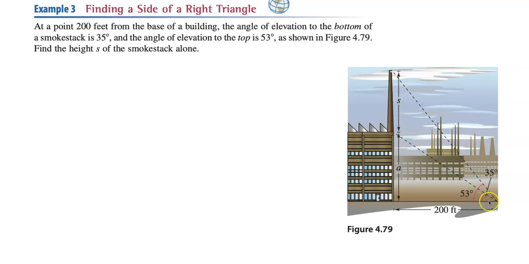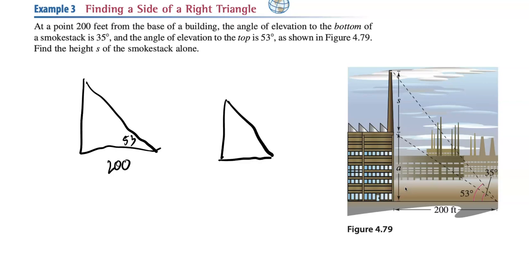So in this case, I would just find the height of the bigger triangle minus the height of the smaller one. We have basically two triangles here. This is 53, this is 200, and then we have this is 35, this is 200. So this one is a smaller triangle that gives us A, and all of this is S plus A. S is just this part right here, and A is the rest of it. So I'm just going to call all this X. The way to find S is just to figure out what X is and subtract A.